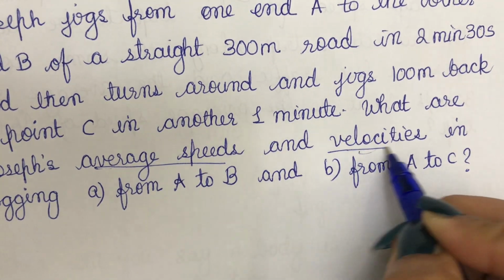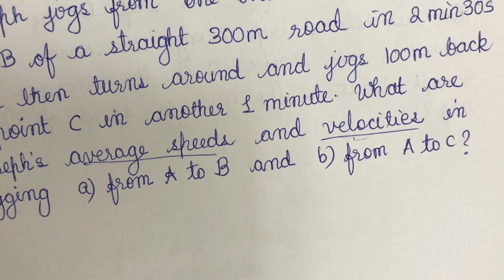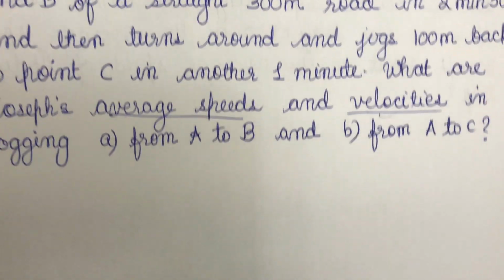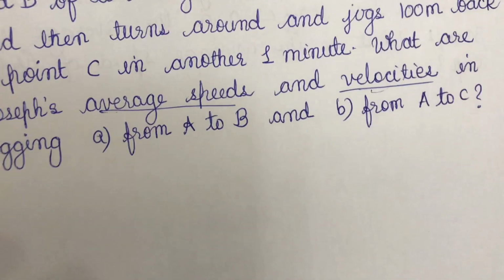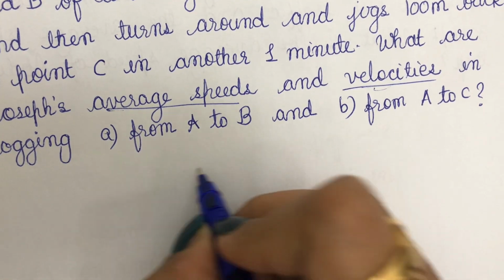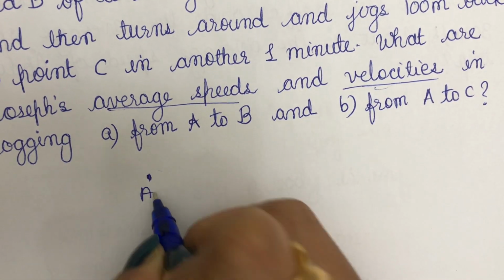Average speed and average velocity from point A to B and from point A to C. So first we'll draw and see what the question is saying. Joseph jogs from one end A. Okay, Joseph starts from here.